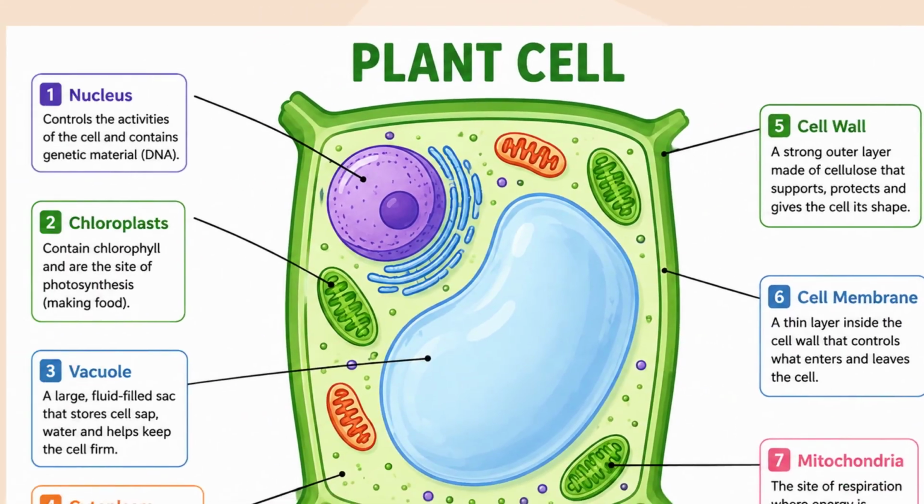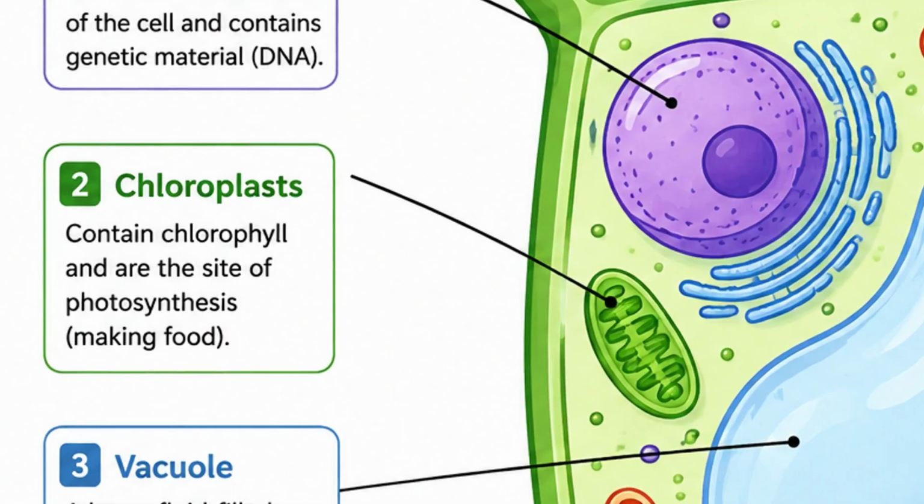Another major difference in the plant cell is the chloroplast. So the chloroplast is a green organelle that contains chlorophyll, a pigment which absorbs the sunlight. It also helps in the process of photosynthesis. Photosynthesis, as you all know, is a process through which the plant makes its own food. So what's the function of chloroplast? It captures sunlight, carries out photosynthesis, allowing plants to make their own food. It also releases oxygen into the atmosphere.